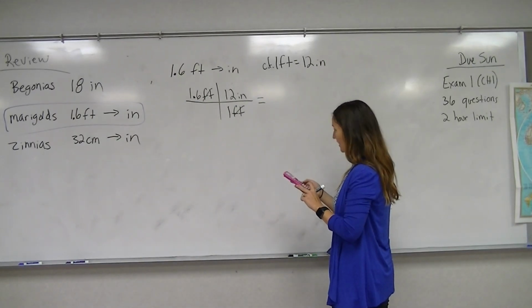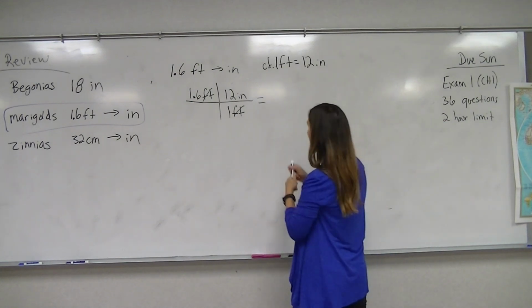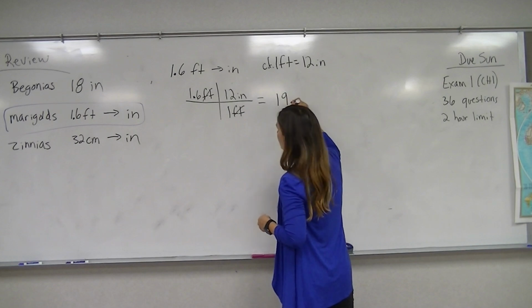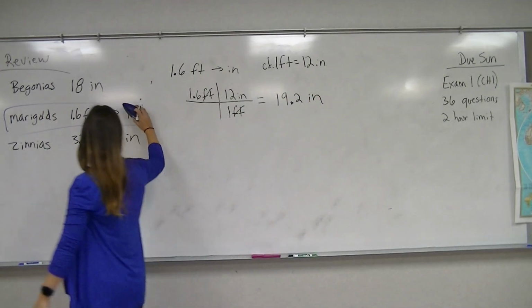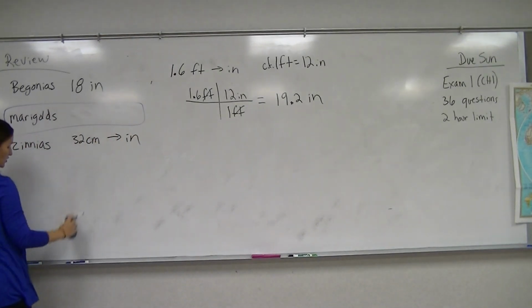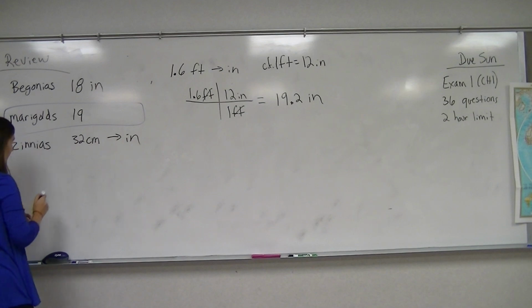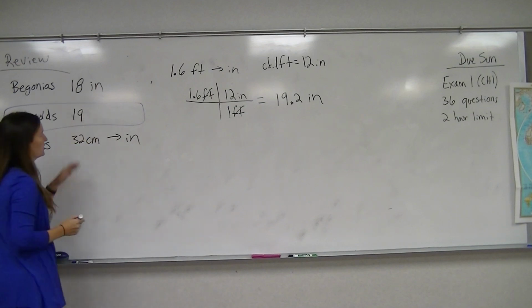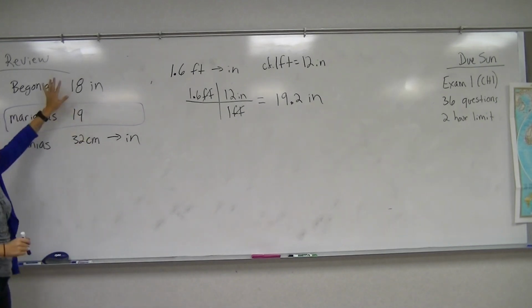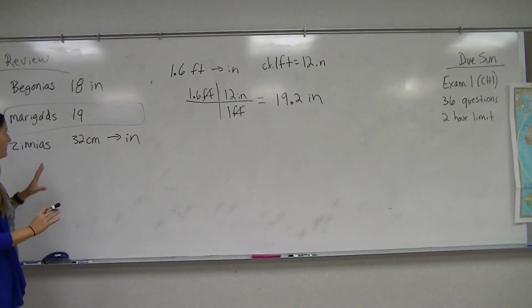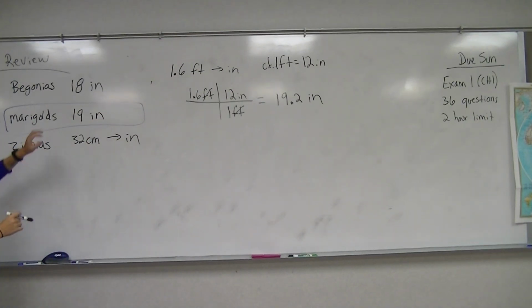So 1.6 times 12 gives me 19.2, so 19.2 inches. I'm going to go over here to my marigolds. I'm going to erase this and put the inches so that I can compare. I'm going to put just 19 to keep with sig figs. It's not asking for the answer, so if you didn't keep sig figs, that's fine. But part of me has to keep the sig figs.